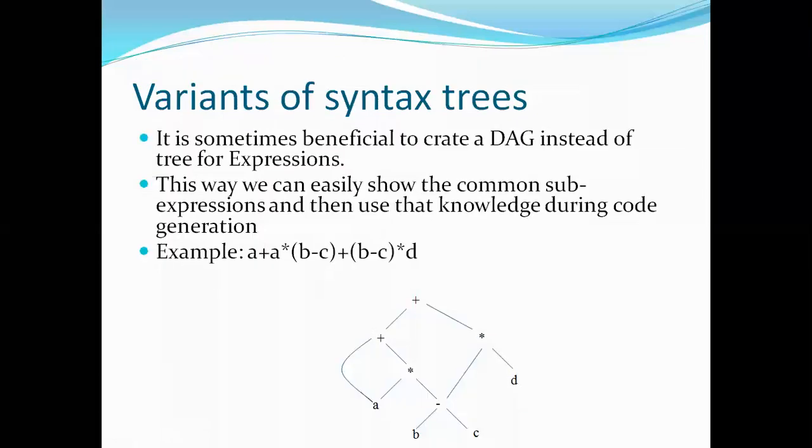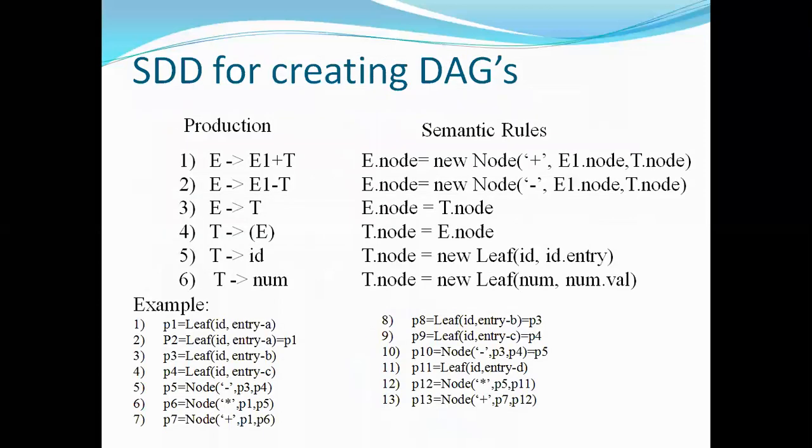For the same expression, a + a * (b - c) + (b - c) * d, I am creating a DAG based on the syntax directed definitions. What it means is, from the given grammar, first I need to write the productions, and then I write the semantic actions or semantic rules corresponding to each and every production. Here the concept is syntax trees, so we need to use the basic functions for writing semantic actions for the syntax tree.